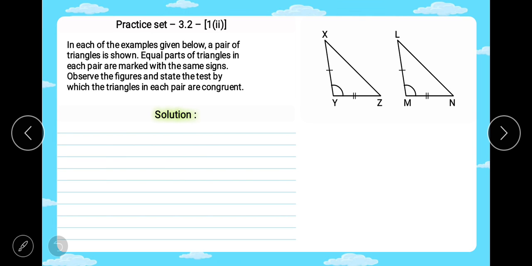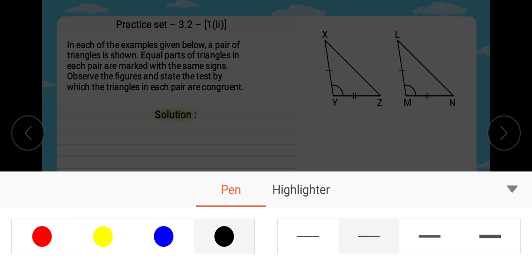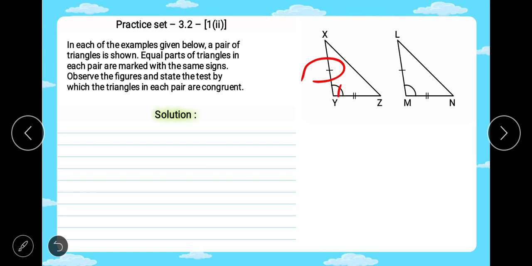Alright, so here the second sum. Read the question: in each of the examples given below, a pair of triangles is shown. Equal parts of the triangles in each pair are marked with the same sign. Observe the figure and state the test by which the triangles in each pair are congruent. Same as the first sum, like the previous sum only. So now we have to observe only the signs. Let me take the pen here. We have to observe these marks.